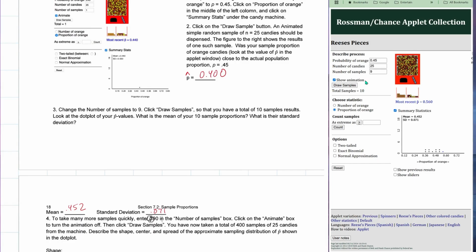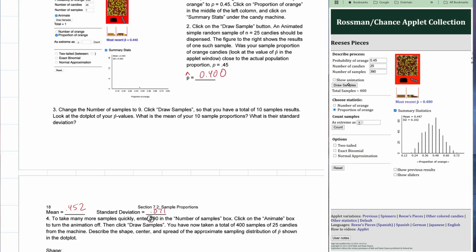Now let's speed this up a little bit. Let's change this and do an additional 390 simulations. We're not going to watch the candy machine do each one. We're just going to turn off the animation, and then let's go ahead and draw the samples, and there we have it. We have now 400 different p-hat values.